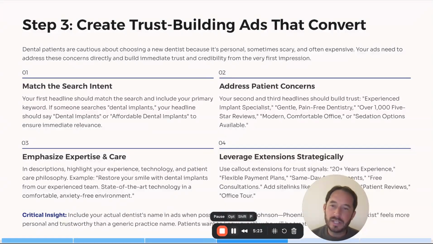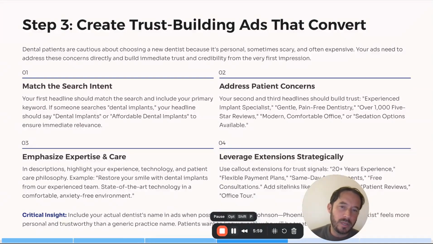The third step here is to emphasize your expertise and care. So in descriptions, highlight your experience, your technology that maybe stands out from the competition, and your patient care philosophy. For example, restore your smile with dental implants from our experienced team, state-of-the-art technology in a comfortable, anxiety-free environment. This really does allow the visitor to the Google ad and your website to be a little bit more relaxed and to start to trust you, to say, okay, yeah, I want to book an appointment for my dental services with this dentist.